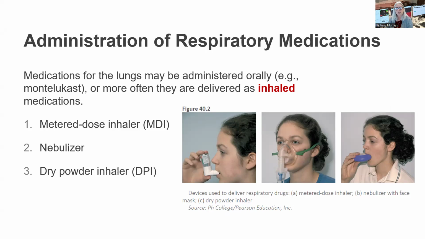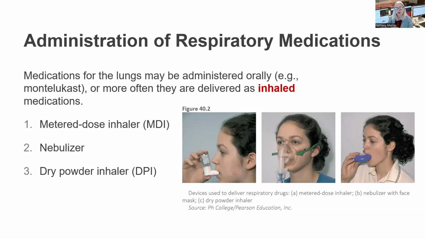So we've got metered dose inhalers. This first picture is a metered dose inhaler. Those often now use a spacer, which I don't have a photograph of here, but it's like a long tube that the inhaler is attached to that helps to provide more air, kind of disperses the molecules of the medication a little bit better.